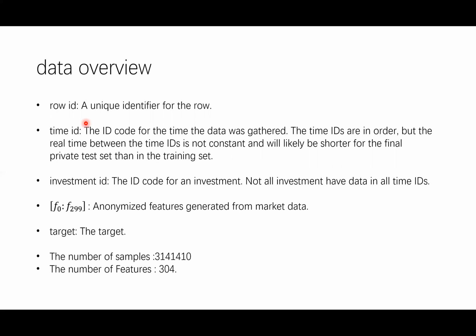One is the row ID, and the other is the time ID, which is the ID code for the time the data was gathered. And another ID attribute is the investment ID. It is an ID code for investments. And in total, we have 300 anonymized features generated from the market data. In total, we have over 3 million samples and 304 features to be used.